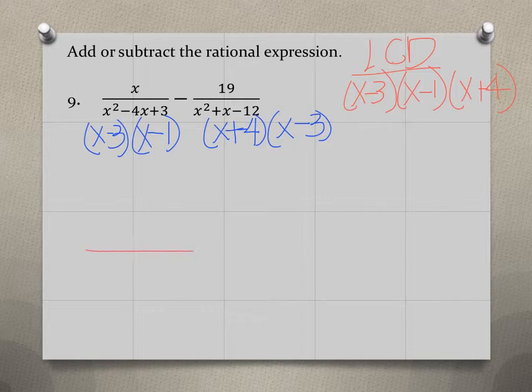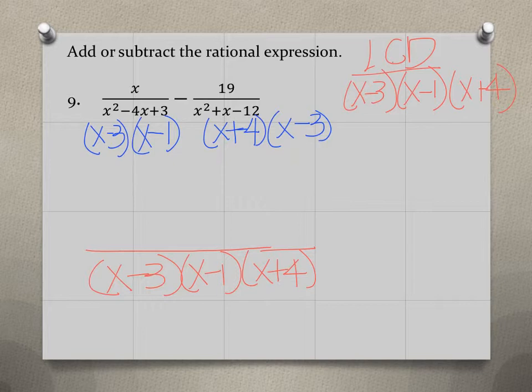So I'm going to just write it as one big denominator at the bottom. And then I'm going to think about how I should multiply to get my numerators for the two expressions. So if we look here, we have x minus 3 and we have x minus 1. So we are missing an x plus 4. So we're going to multiply the top by x plus 4. So that's going to give us x times x plus 4 in our numerator for the first rational expression.